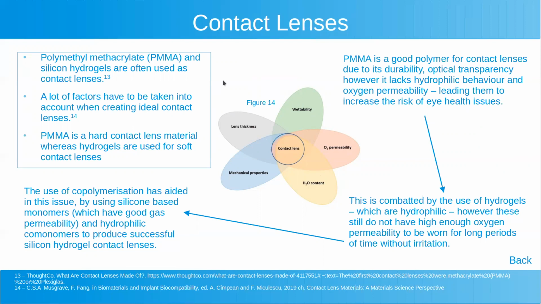PMMA, polymethyl methacrylate, is a hard contact lens material, meaning it is used to correct a wider range of eye problems. However, it's a lot less comfortable, it's harder to move, it will irritate the eye more, and so isn't ideal for things like water content or O2 permeability. Whereas hydrogels are soft contact lenses. These are a lot more comfortable, can be worn for longer periods of time. However, they aren't used to correct as many types of eye issues.